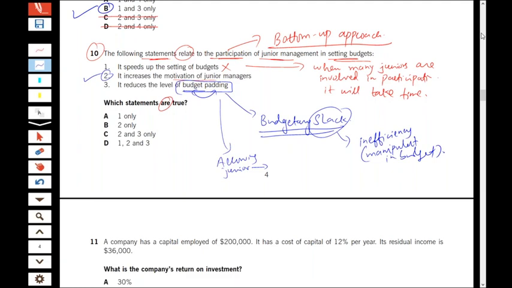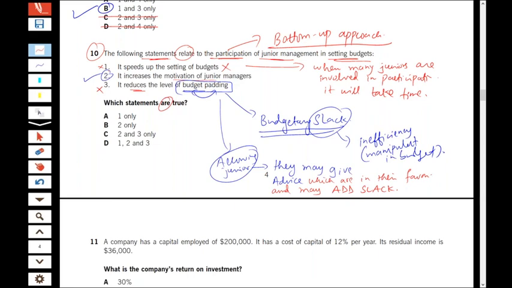If you allow your junior to take part in the budget setting process, it may quite be possible that they may give advice which is in their favor and may add slack. So it is saying that it reduces the level of slack. That is absolutely no. It increases the chances of slack when you allow the juniors in the participation process.